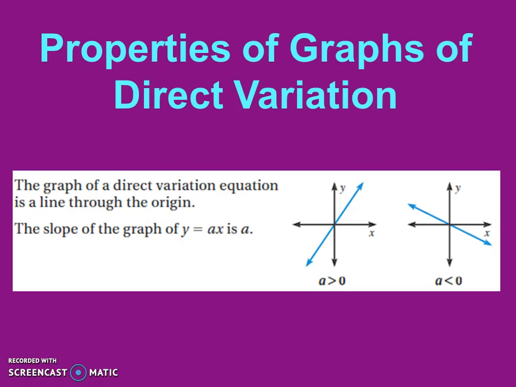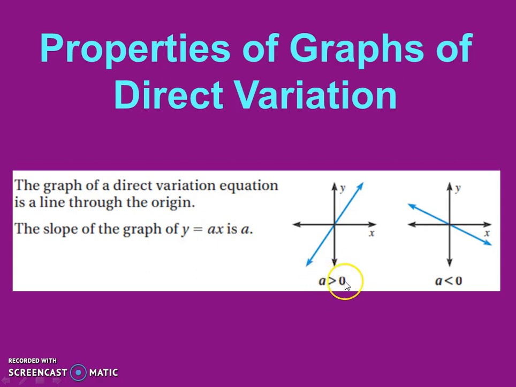Okay, so if we're looking at graphs, remember we said that it's got to be a straight line and it's got to go through the origin. So both of these pictures are showing direct variation. They're both straight lines. Now this one has a positive slope, and so you can see that when we look at the generic equation y equals a times x, right, which is kind of the same as y equals m times x, a, that's your constant of variation or your slope.